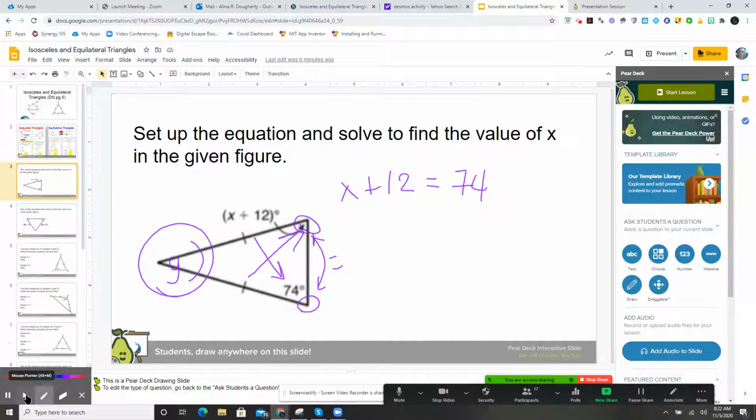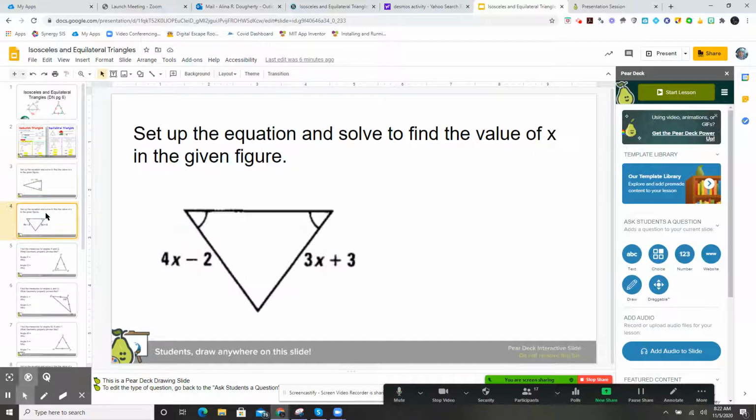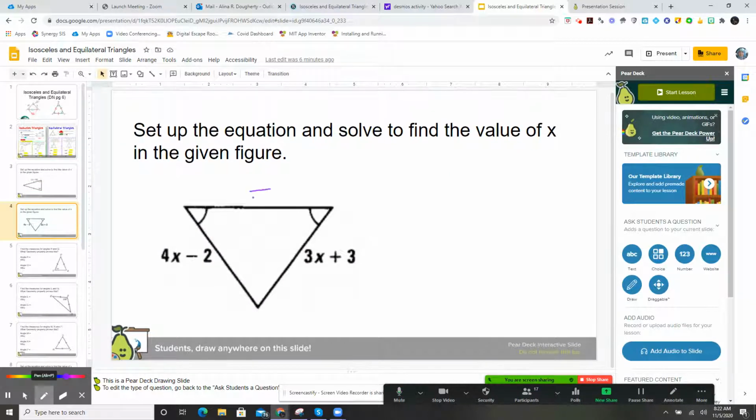Okay? I'm just going to click through these. Same thing here. These two angles are going to equal each other because they're the base angles, right? So then this side and this side are going to equal each other. We just set them up and solve them, okay?